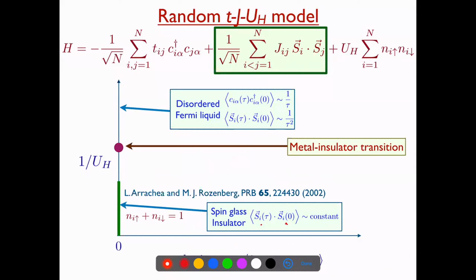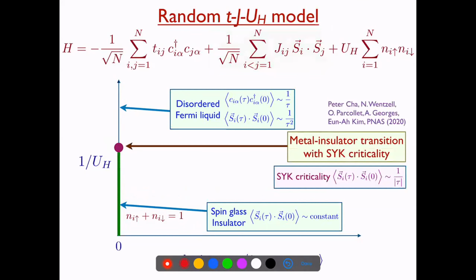Okay, so now what I want to focus on is some very nice recent work on the nature of this transition. What's happening here? Well, that's been studied in this work by Cha et al., Peter Cha and others at Cornell and Flatiron. And they found a remarkable continuous phase transition, which had what they called SYK criticality. Of course, I have no objection to that.